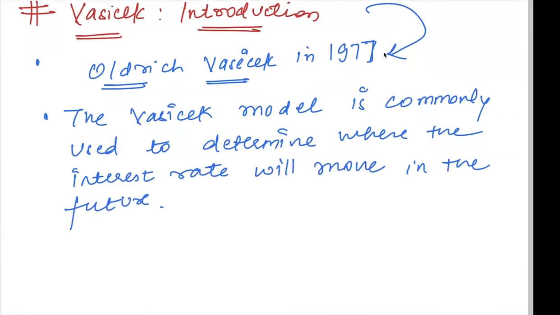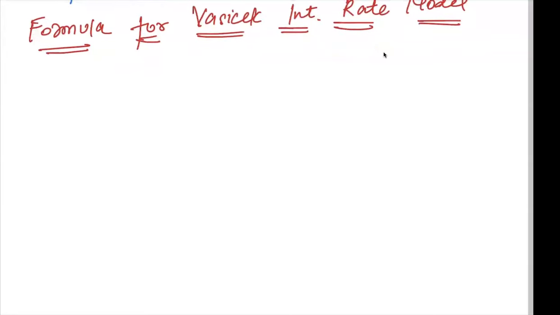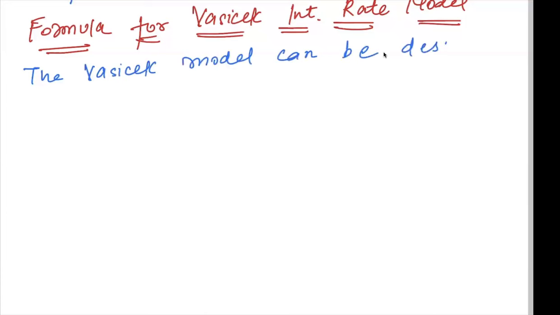So what is the mathematical formula for the Vasicek interest rate model? We'll understand the components of this formula and how to interpret it, because this is something you might even be asked in your interviews. The Vasicek model can be described mathematically with the following equation.